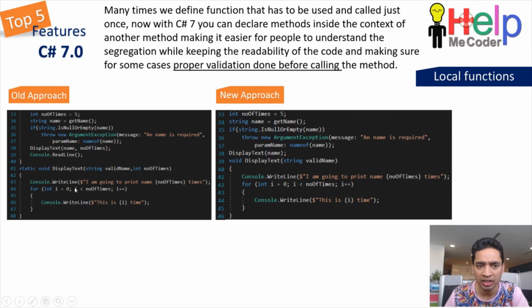I have taken this method out and put it inside the main method, and I am calling the local function from within the same method. If you see this, I can access the value of number of times, even though it is a separate method. This also makes it secure, because it can never be called from outside, so I am assured that getName has been checked for null or empty. It also makes it easier for people to understand this code, and it brings a proper segregation of the code while keeping its readability intact.